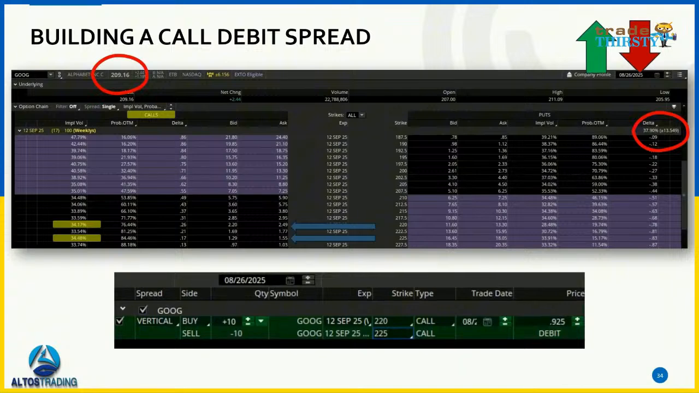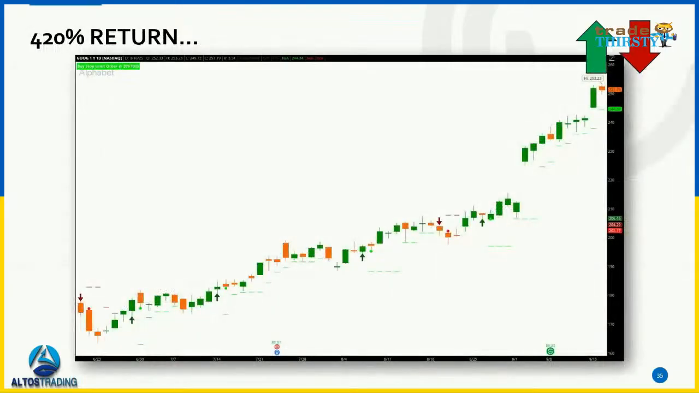We go over to the order dialog box. We type in a long 220 call, a short 225 call for a 5-point wide put vertical. This particular trade could be done for a 92.5 cent debit. So if you're just doing one contract, you could put this trade on for literally 92 bucks. Okay, you could scale it up to 10 contracts and invest $925 in this. Okay, totally scalable based on your risk tolerance and account size.